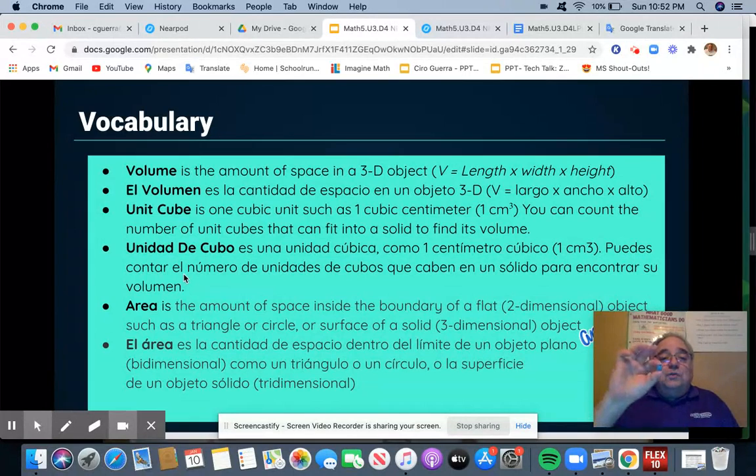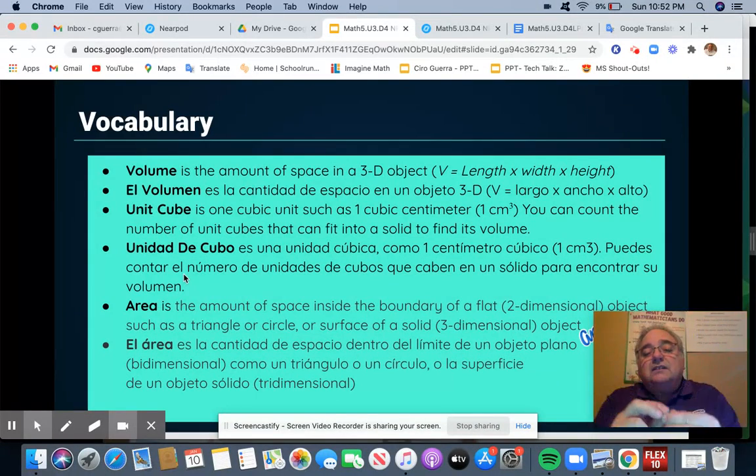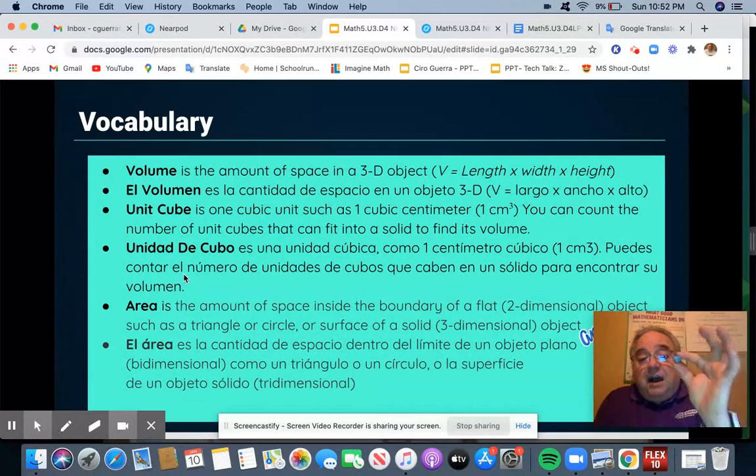A unit cube, well, that's one of these. It's got 6 faces all the way around. And that cube there can be any size. It can be a centimeter like this. It could be an inch. It could be a mile. So it's 1 cubic unit, such as 1 cubic centimeter like this here. You can count the number of unit cubes that fit into a solid to find the volume.